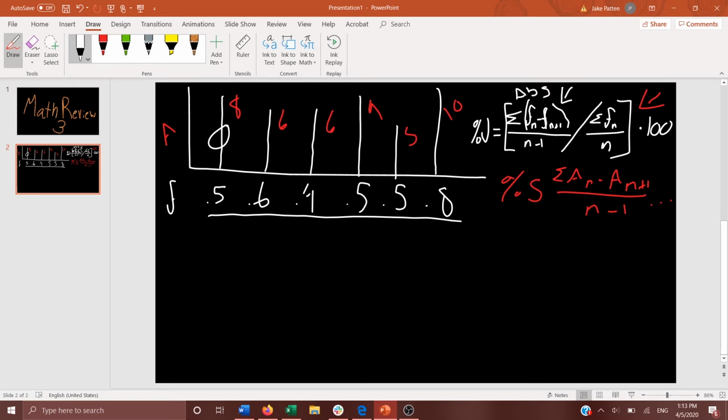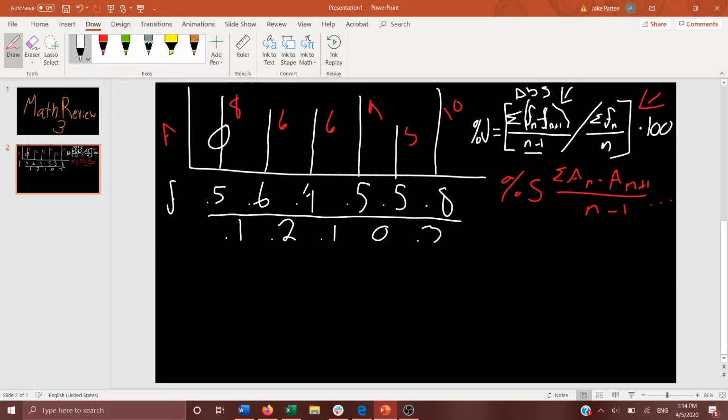0.5 minus 0.6, the absolute value of that is 0.1. 0.6 minus 0.4, the absolute value is 0.2. 0.4 minus 0.5, the absolute value is 0.1. 0.5 minus 0.5, hey, cool, 0. And then 0.5 minus 0.8, the absolute value is 0.3. So now we started out with 1, 2, 3, 4, 5, 6 harmonic spacings, 6 frequency spacings. Now we have 1, 2, 3, 4, 5 differences, and that's why we have n minus 1 on the bottom of that part of the formula.